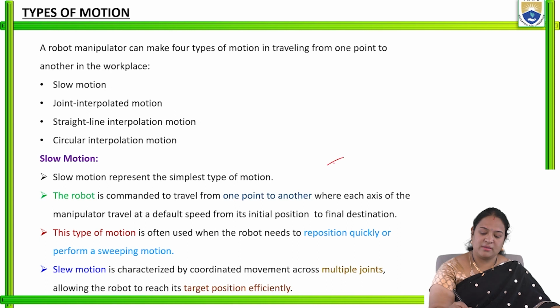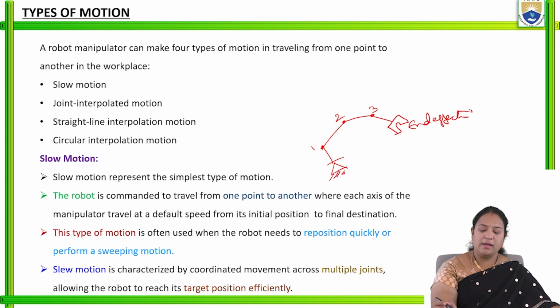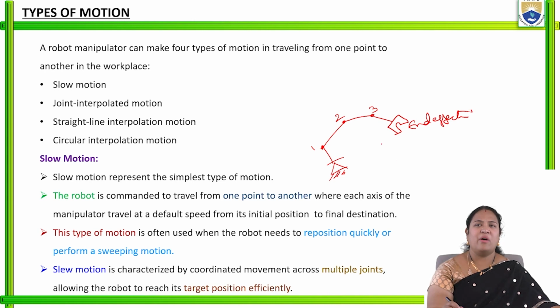For example, this is a robot with some links attached. This is joint 1, joint 2, joint 3, and the end effector. Now, the robot has to move from one position to the other point about its axis manipulator. So in order to reach its final destination from the initial position, the type of motion taking place is a slow motion.